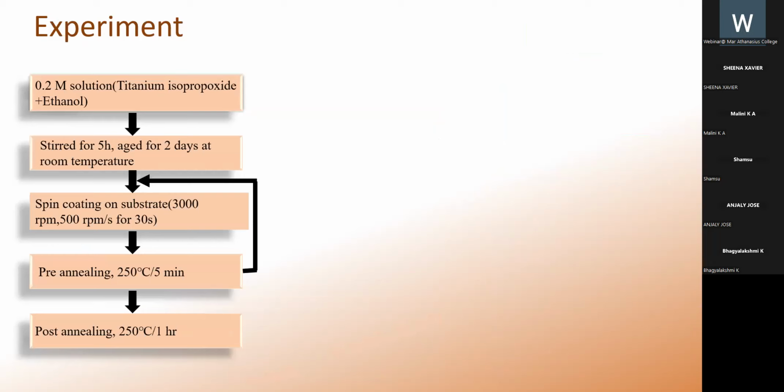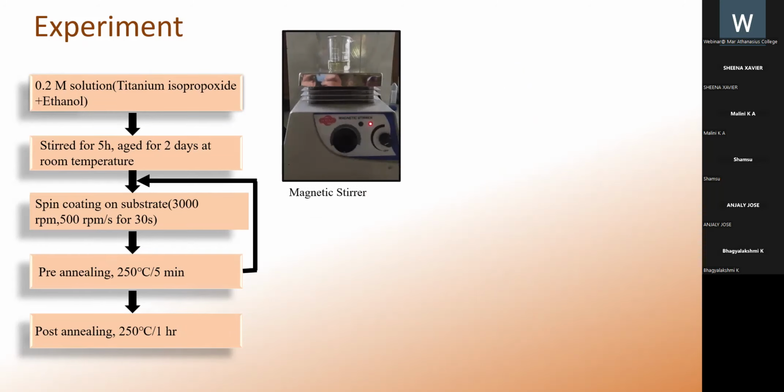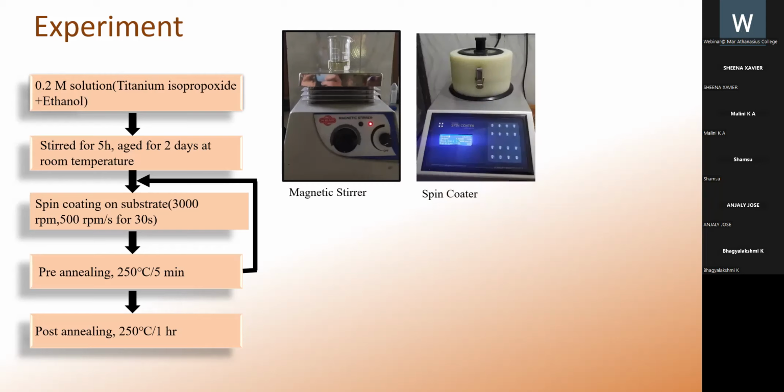Coming to the experimental part, we prepared a 0.2 molar solution using titanium isopropoxide as a precursor and ethanol as a solvent. A drop of ethyl acetoacetate was used as a stabilizer, and this solution was stirred in a magnetic stirrer for 5 hours and aged for 2 days at room temperature. The transparent and clear solution obtained was spin coated on the substrate using a spin coater at a speed of 3000 rpm and acceleration of 500 rpm per second for 30 seconds.